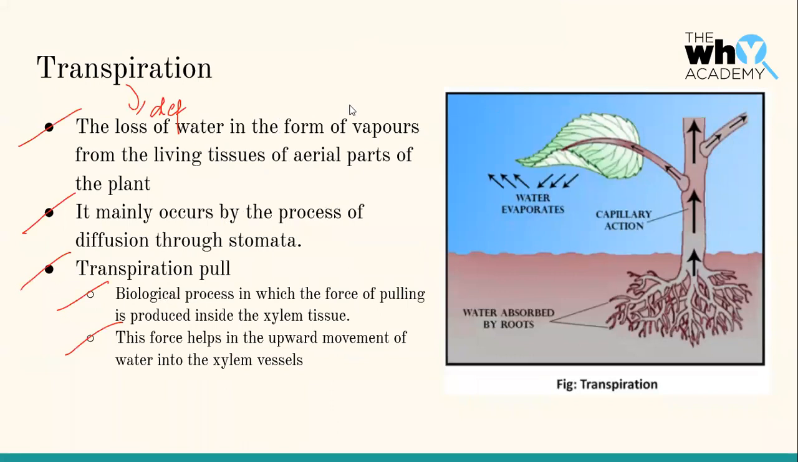Right. So this is the definition of transpiration, basically the loss of water in the form of water vapor. Vapors is nothing but water vapor. You can add water or just leave it anything. From the living tissues of aerial parts of the plant, a very, very technical definition, right? Basically, transpiration is nothing but the loss of water from the stomata in the leaves.